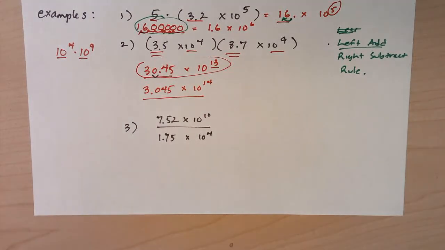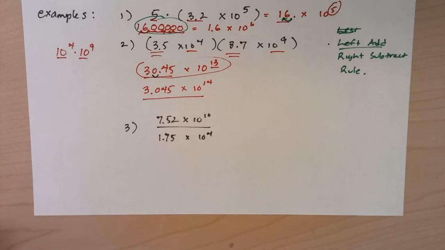Now continuing with operations with numbers in scientific notation. I want to simplify. I know I didn't write this in the directions, but I also want to write my answer in scientific notation. Now we're dividing two numbers in scientific notation. 7.5 times 10 to the 10th divided by 1.75 times 10 to the 4th.